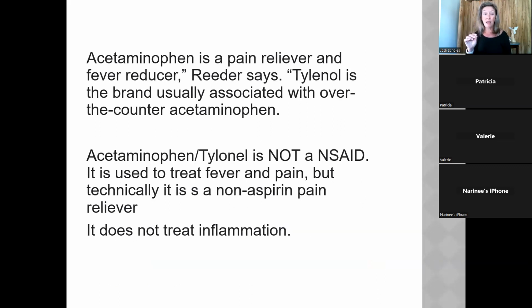Now, acetaminophen, that's Tylenol. That's a different category. This is not an anti-inflammatory. Acetaminophen, Tylenol, is used for fever. It's used for pain, but it is not an anti-inflammatory. So that is the difference. We have Tylenol over here in this category, acetaminophen. There are other brand names, but Tylenol is the one we probably all know. It is used to treat fever and pain, but it does not address inflammation.